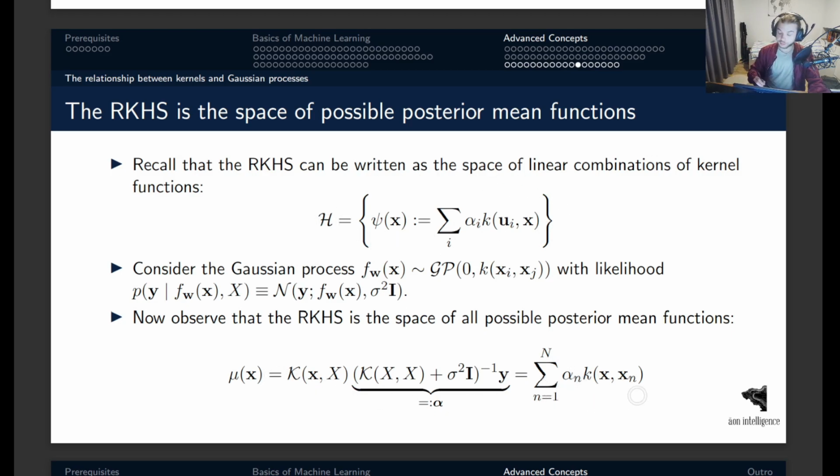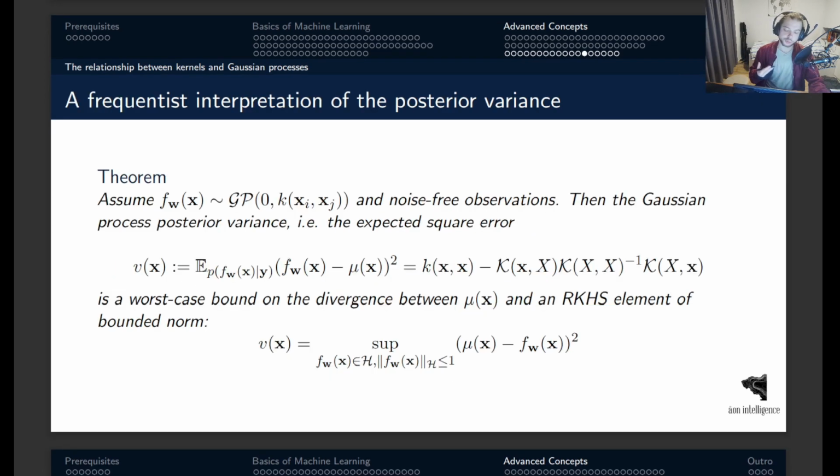Hilbert space. And in fact, this form is so general that we conclude that the reproducing kernel Hilbert space H is the collection of possible posterior mean functions in the Bayesian Gaussian process learning scenario. And this is already a really deep insight, so let that sink in. So now that we've looked at the first argument of the posterior Gaussian process, which is the expectation, let's now have a look at the posterior variance.